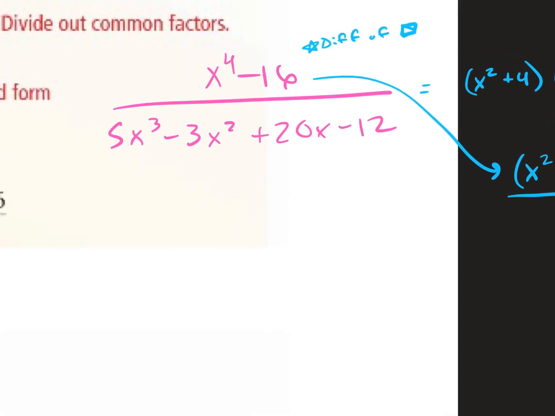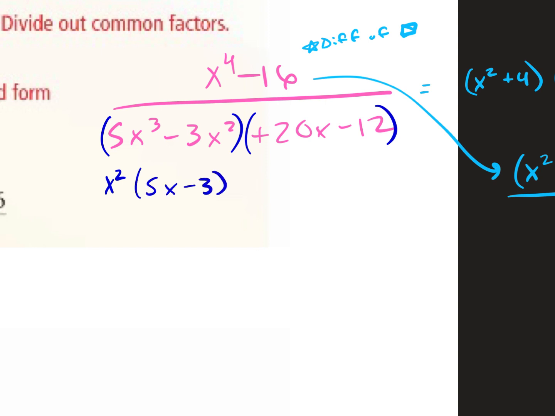Now let's factor the bottom. How do I factor when I have 4 terms? Grouping. Group the first 2, group the second 2. Take out the GCF in each group. So what's the GCF in the first group? X squared. So take out an x squared and we're left with 5x minus 3.